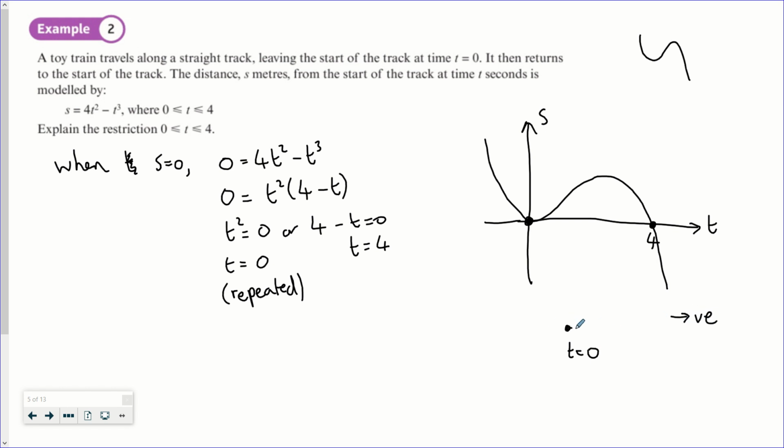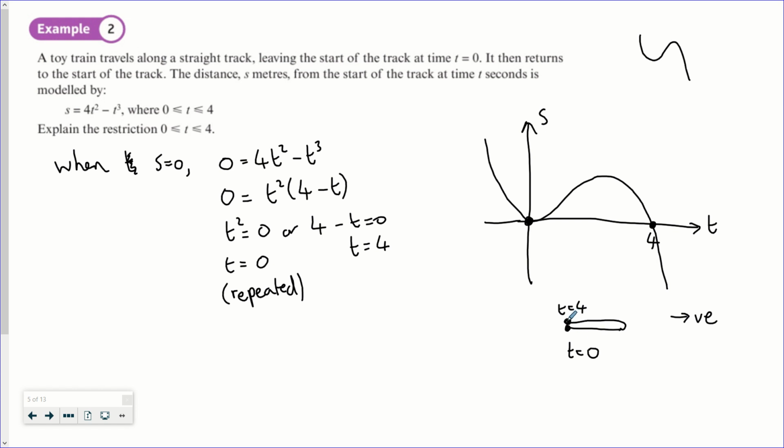So the train moves away from the start of the track up until this point on the curve. And then at this point on the curve, when we're at the top of the curve, at the turning point, the train starts to move back and the displacement decreases back to 0 when t equals 4. So when t equals 4, we've got a displacement of 0, so we're back at the start.